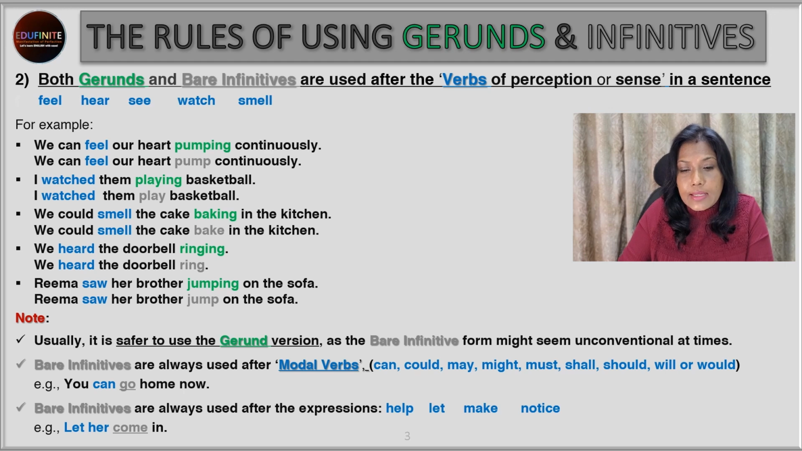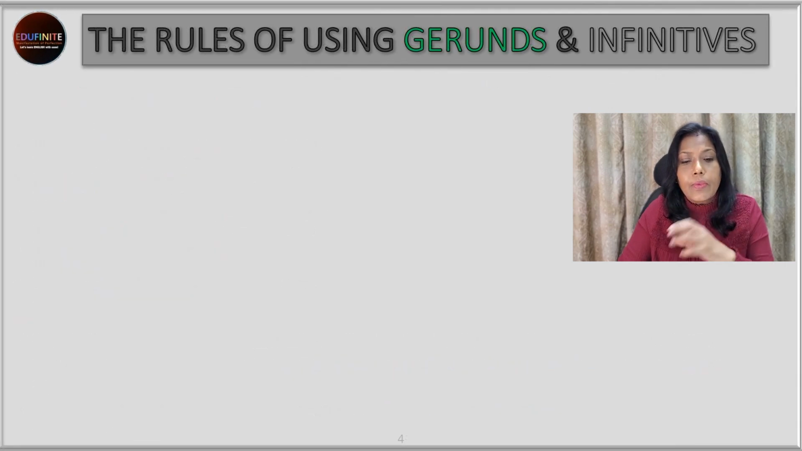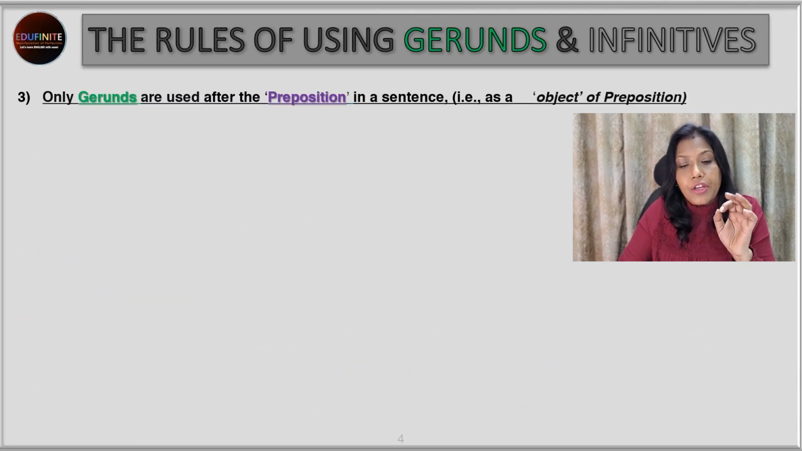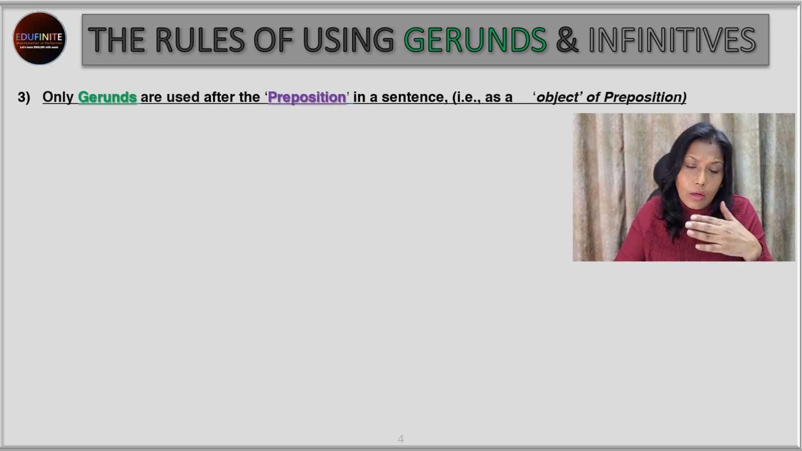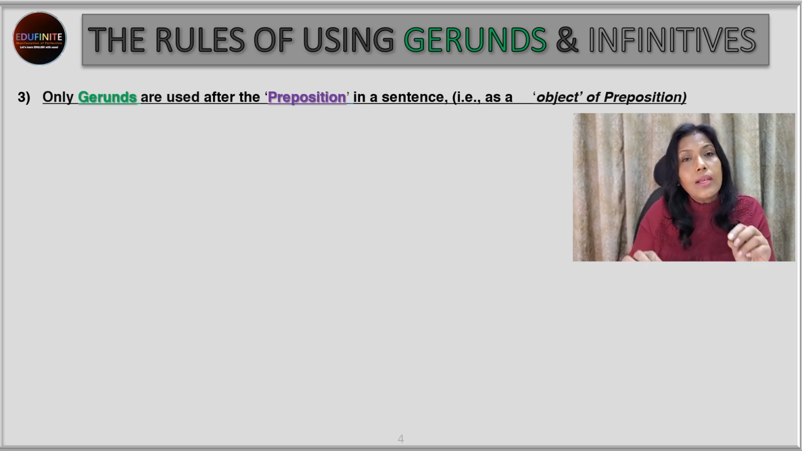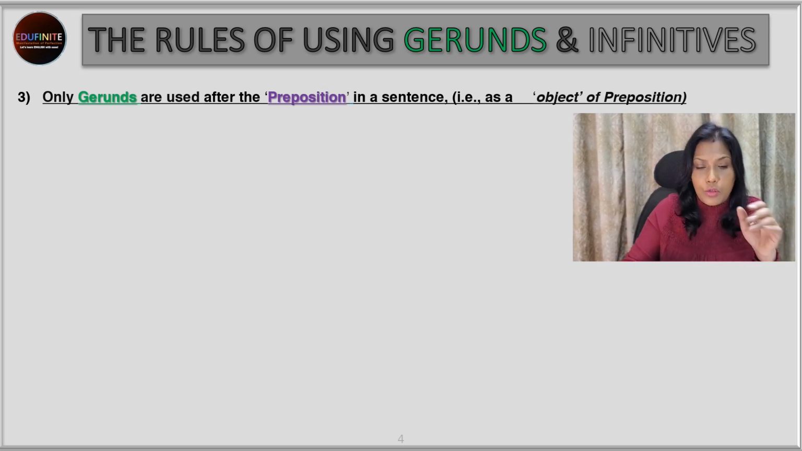Well, the next rule is only gerunds are used after prepositions in a sentence, that is, as an object of preposition. Because we already know, if you look into my verbals videos about the gerunds, there I have explained that gerunds are used as objects of preposition. Only gerund can be used as object of preposition. The infinitive has no role to play. So let's look into some of the sentences.